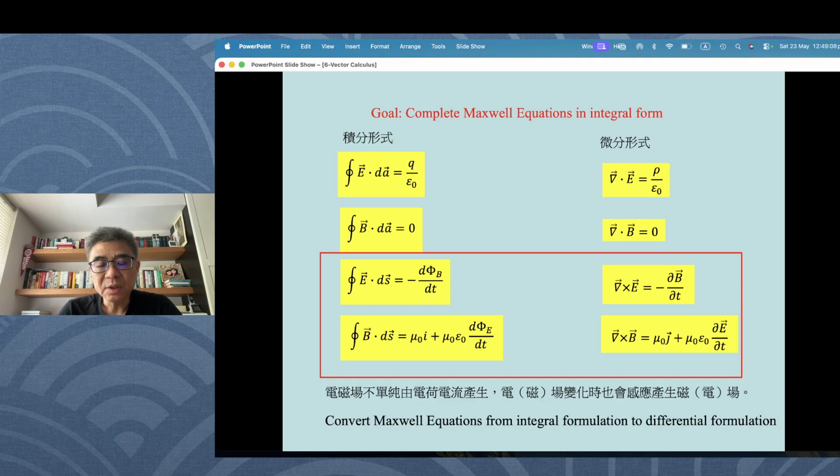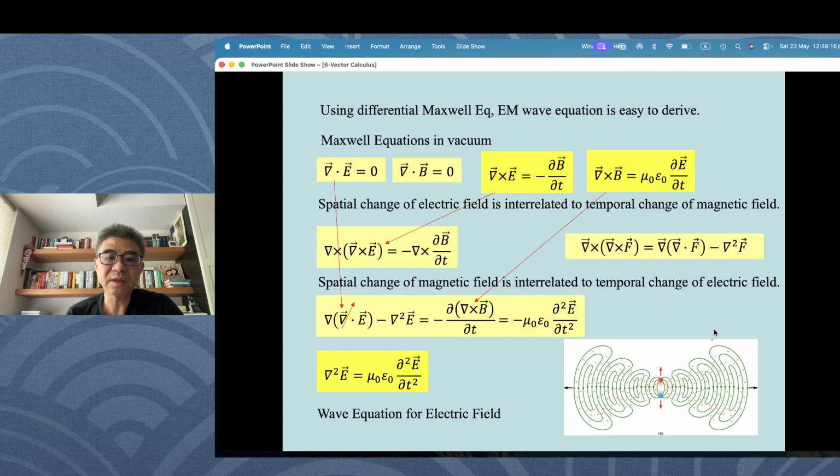For our purpose, we not only want to convert the Maxwell equations into the differential form, we also have a second goal, which is essential to our class. That is, we want to use the Maxwell equations, again in differential form, to derive the electromagnetic wave equation. You will see that using the differential form, the electromagnetic wave equation is easy to derive in just one transparency. Even though it's a little bit mathematical and abstract, it's very brief and very fast.